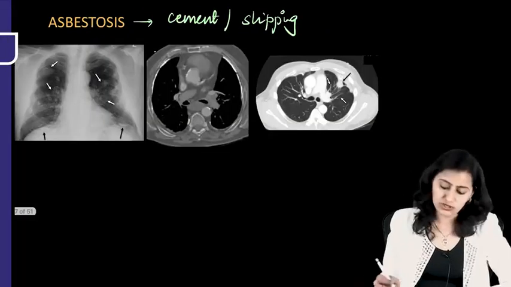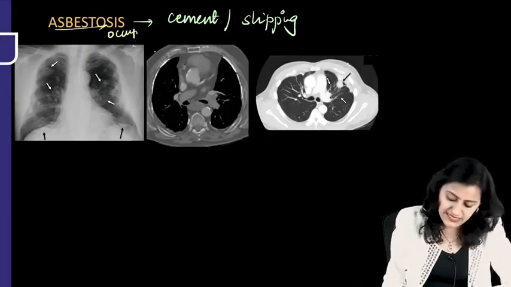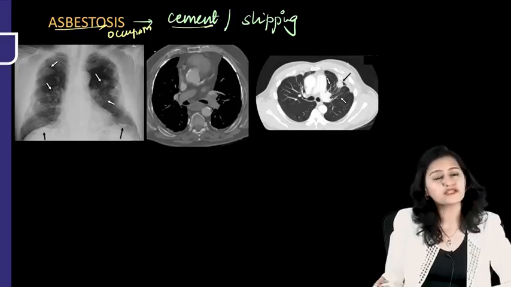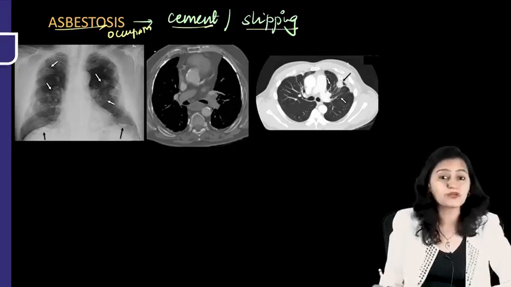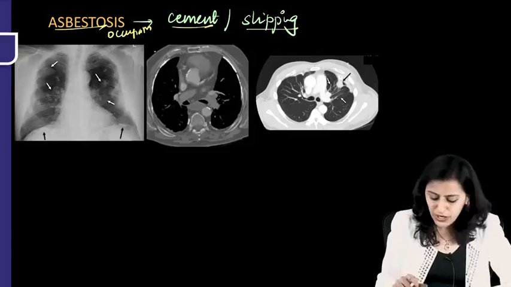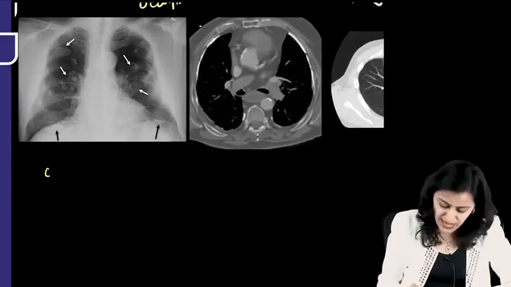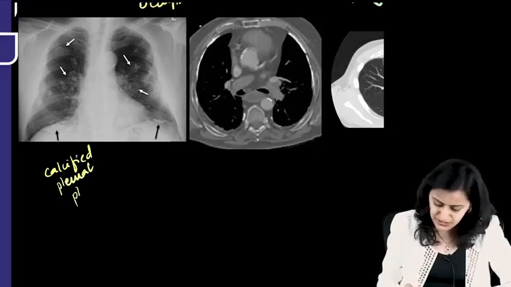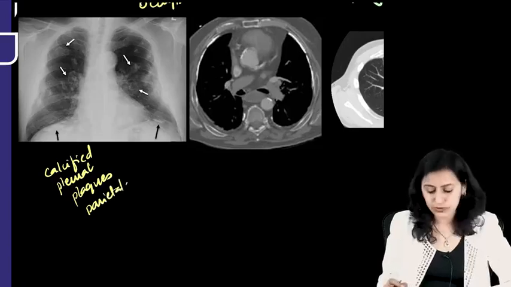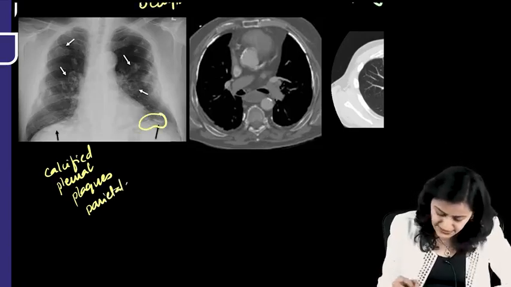Now going to asbestosis, which is actually an occupational lung disease with a background occupational history of cement industry, the shipping yard or plumbing. What do we see with asbestosis? Calcified pleural plaques. In asbestosis, we see these calcified pleural plaques involving the parietal pleura. So look at this one. These are the calcified plaques.